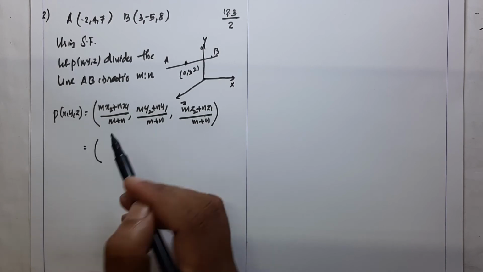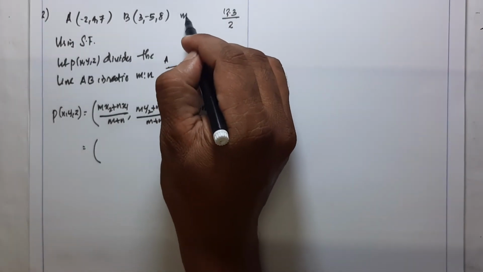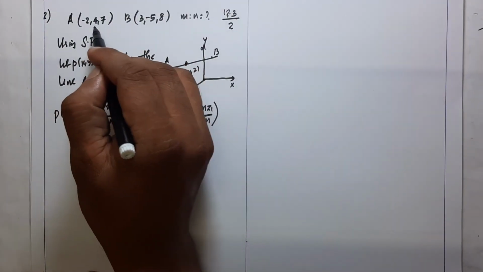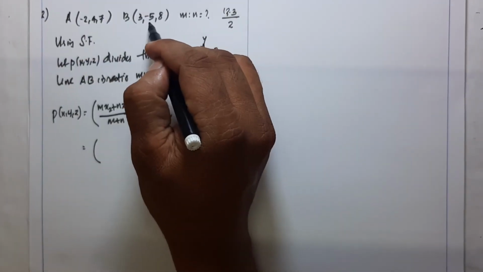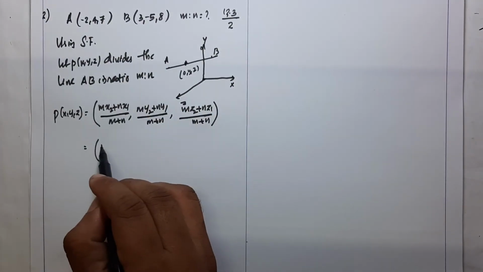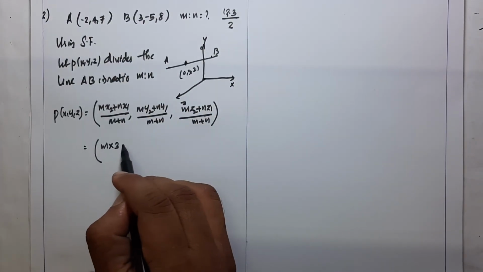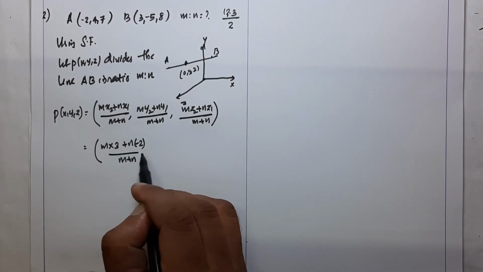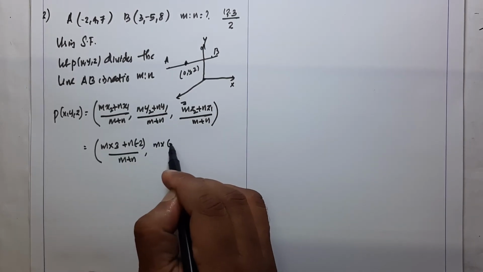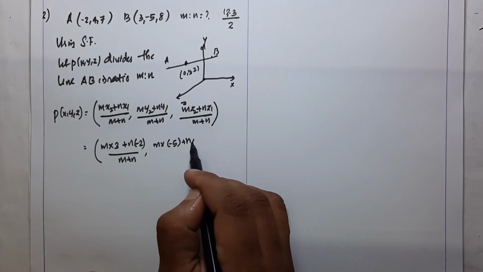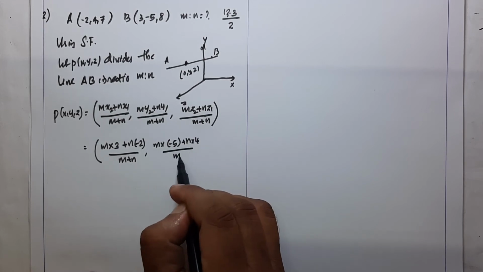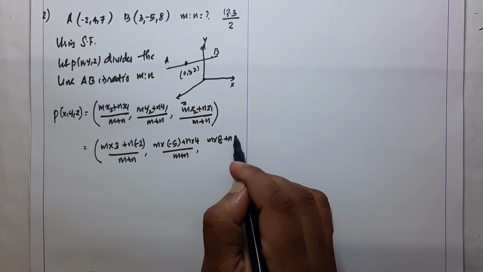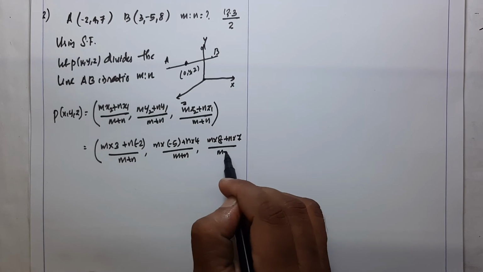Here, the ratio m is to n is unknown. We have to find the ratio m is to n. But x1, y1, z1 is -2, 4, 7 and x2, y2, z2 is 3, -5, 8. Substituting here, we get the answer: (m into 3 plus n into -2) divided by m plus n, again (m into -5 plus n into 4) divided by m plus n, and (m into 8 plus n into 7) divided by m plus n.